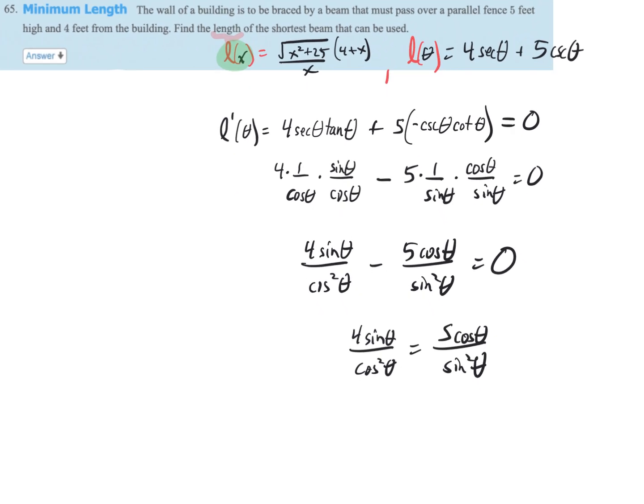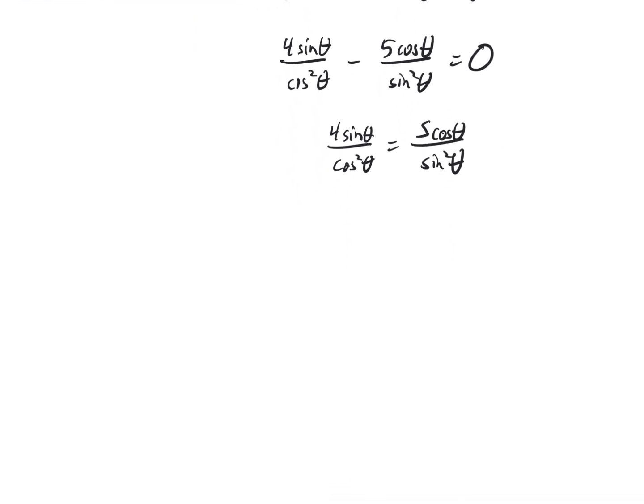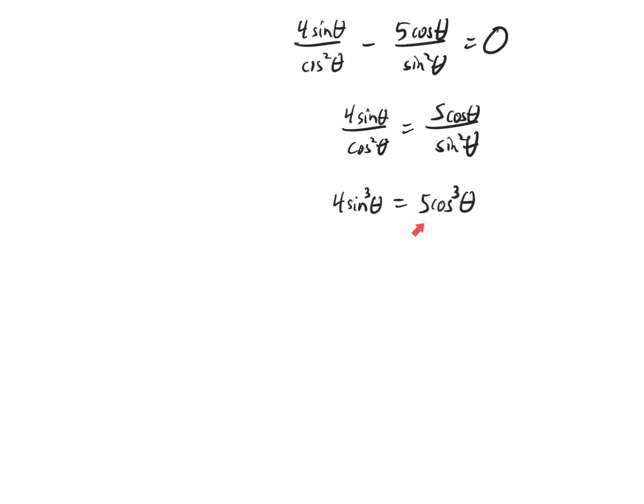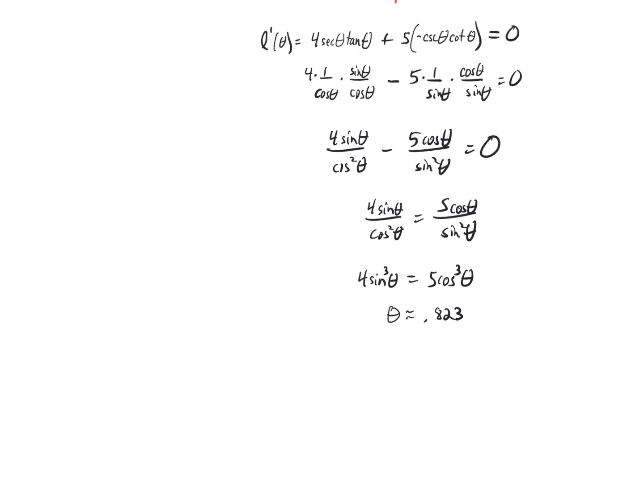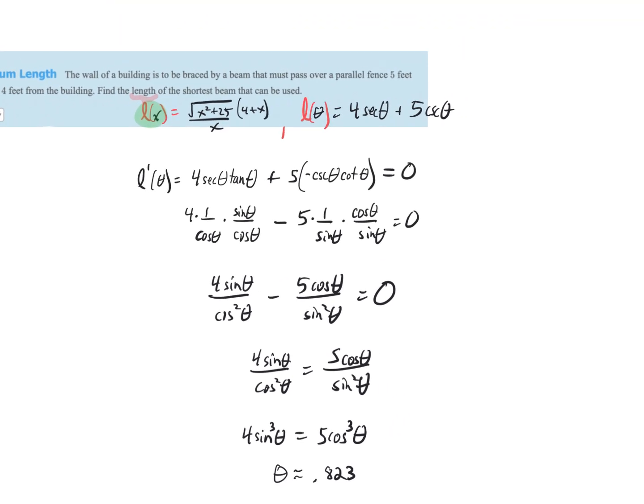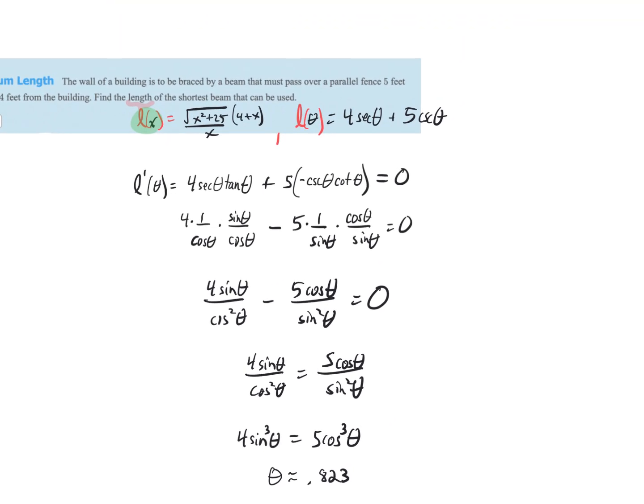Which brings us to, how are we going to solve that? Maybe this is a calculator problem? And doing that with the calculator, it's when theta is about 0.823. And at that point, the length of our beam would be approximately 12.7 feet.